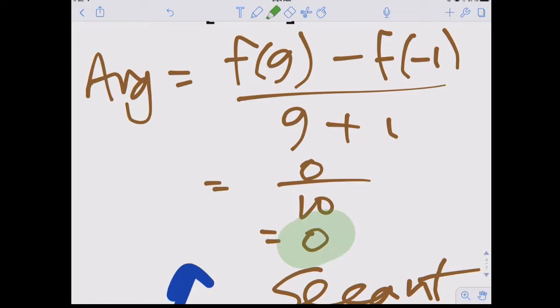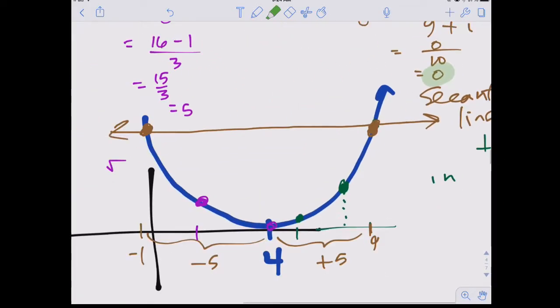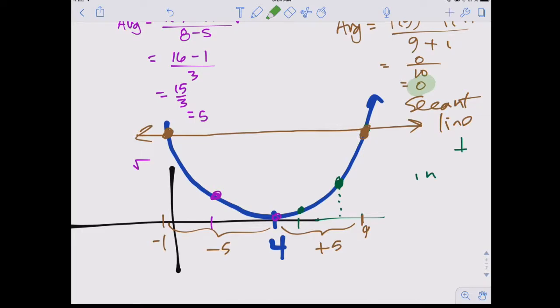Horizontal line. A horizontal line has a slope of 0. So this is what we just found right here. Here's negative 1. Here's 9. Notice the vertex is 4 away. Parabolas are symmetrical through the vertex. So 9 is 5 units away to the right, and negative 1 is 5 units away to the left. So it does have symmetry through the vertex. We do have the slope of this horizontal line.